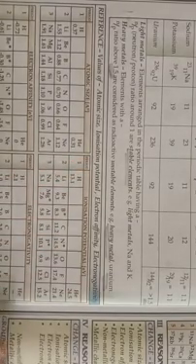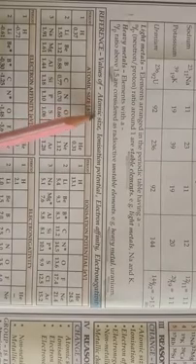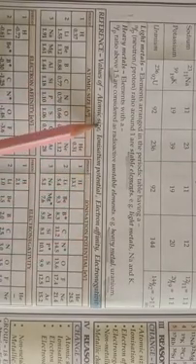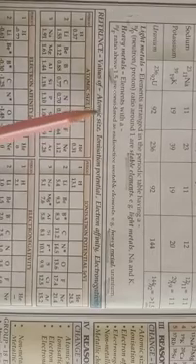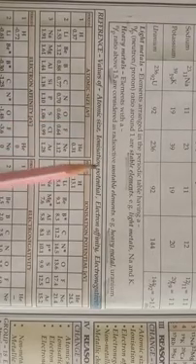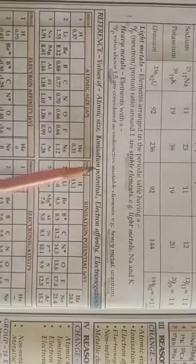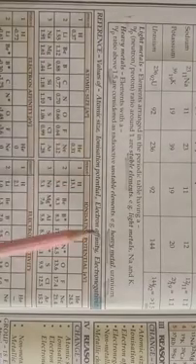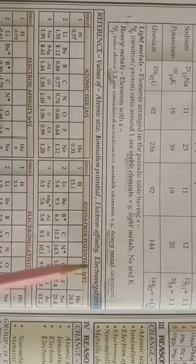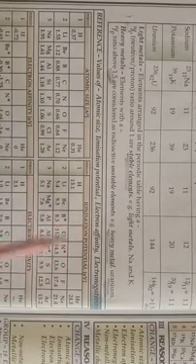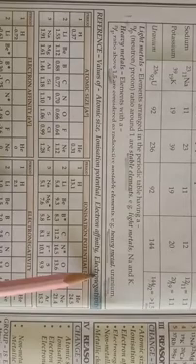The next is values of atomic size, ionization potential, electron affinity and electronegativity. Okay children, so all these properties we have discussed already. Atomic size will increase up to down in the group but decrease from left to right in the period. Ionization potential will increase left to right in the period but decrease up to down in the group. Electron affinity will increase left to right in the period but decrease up to down in the group. Electronegativity again will increase left to right in the period and decrease up to down in the group.